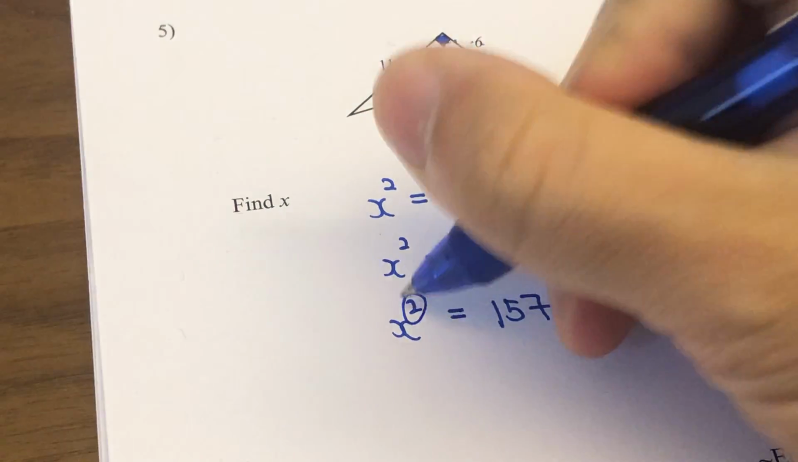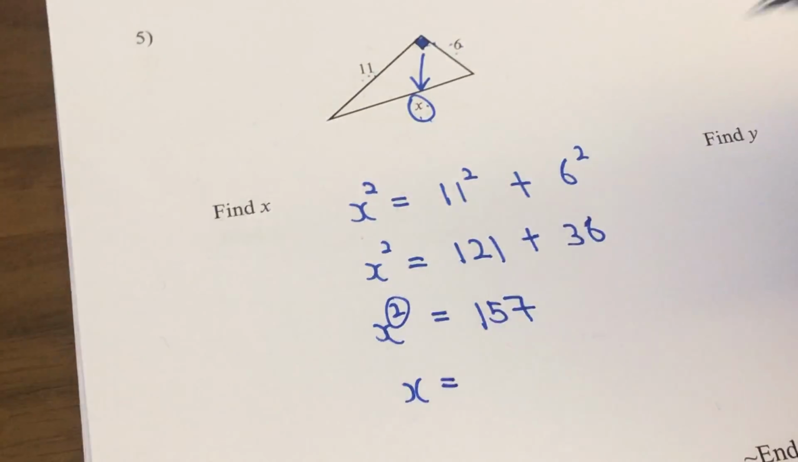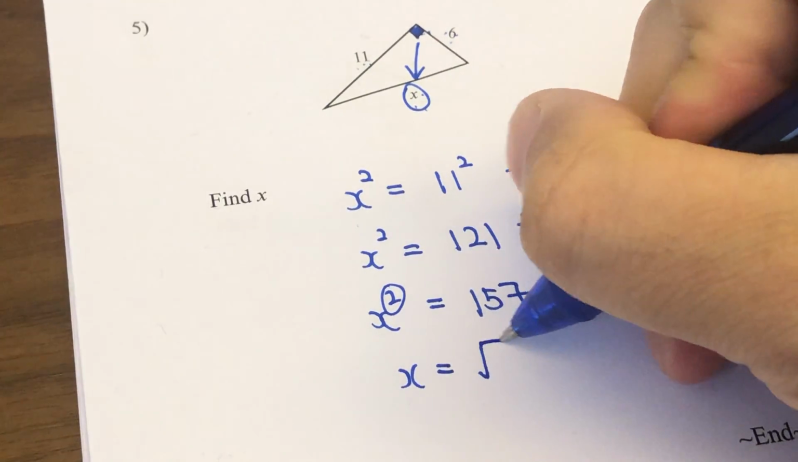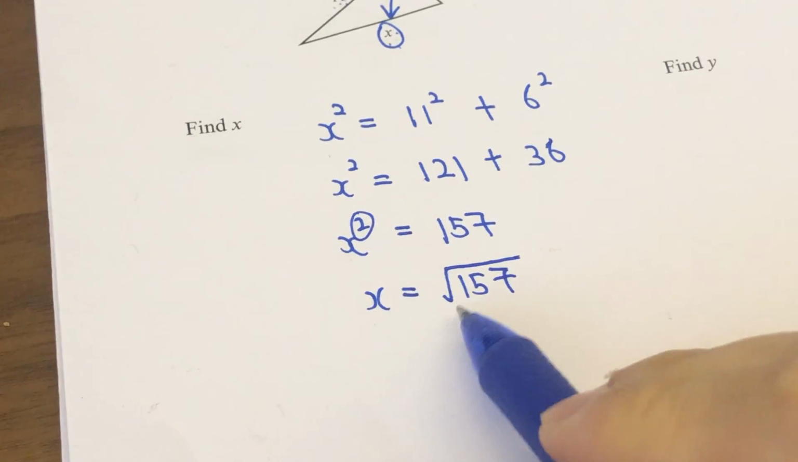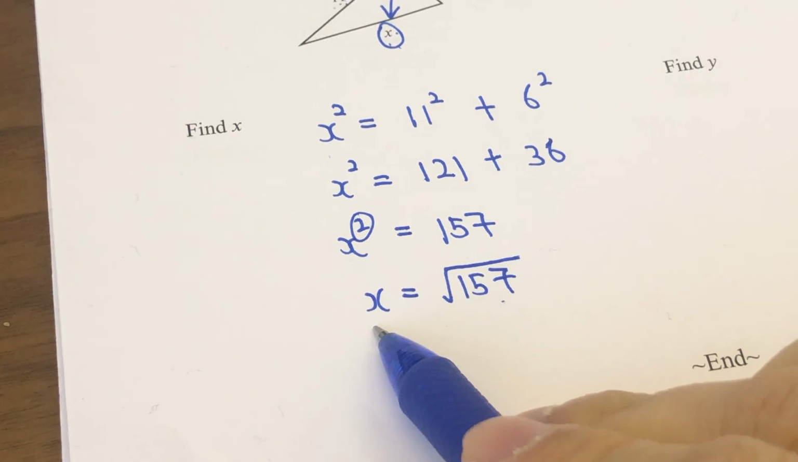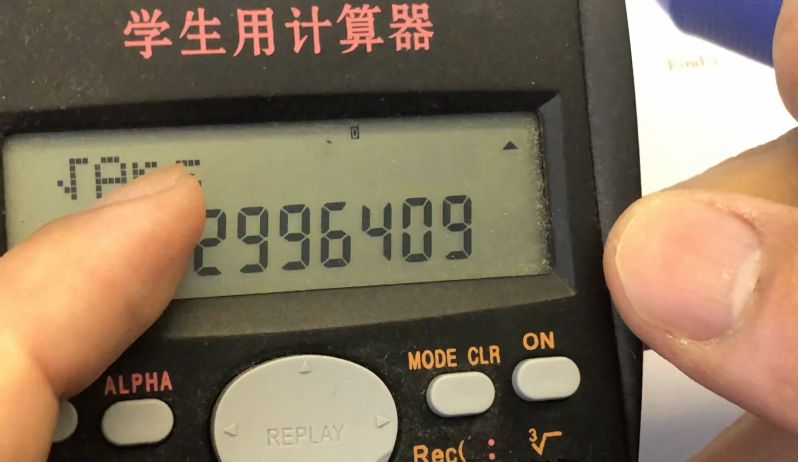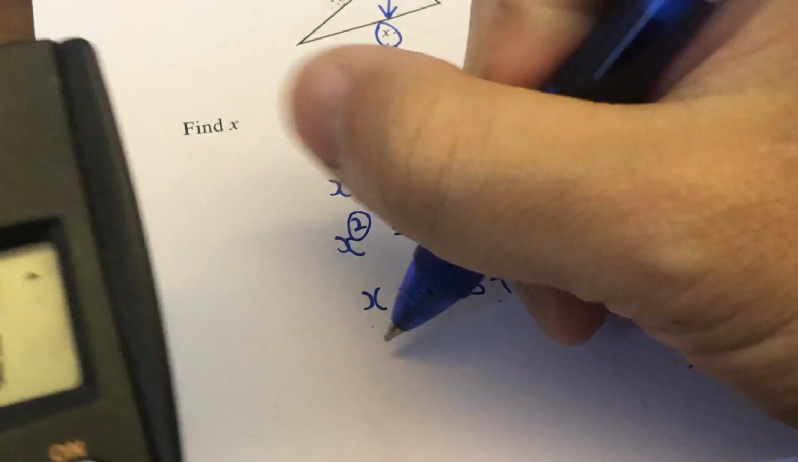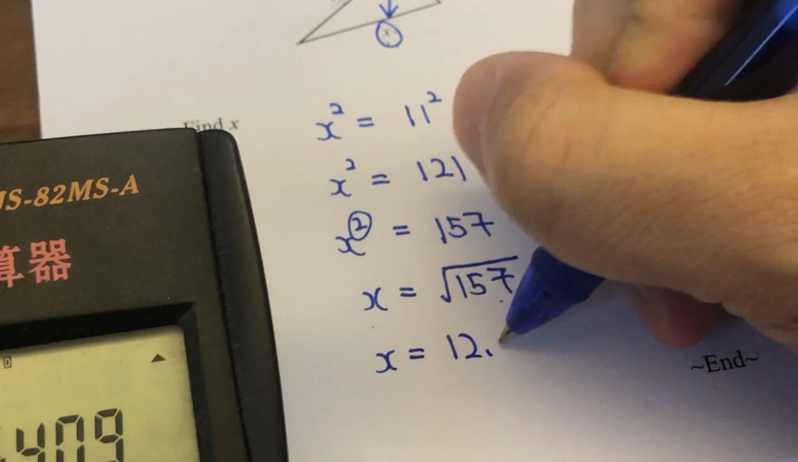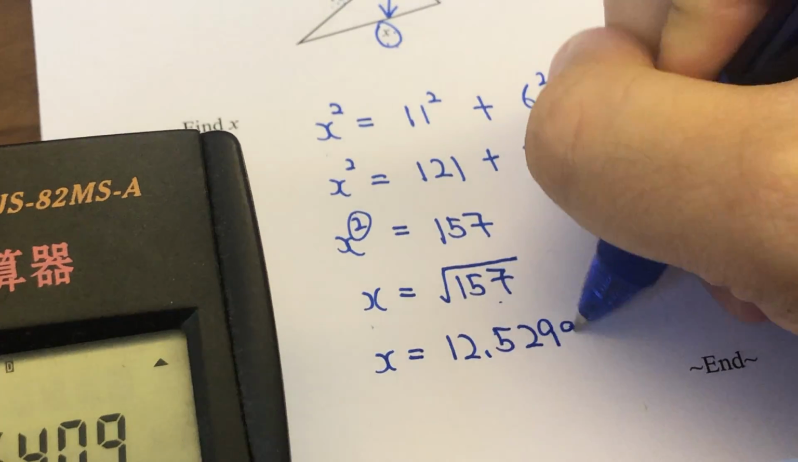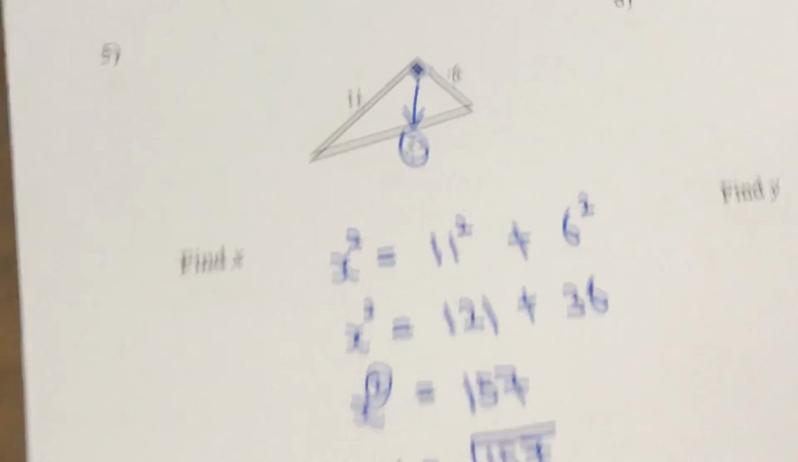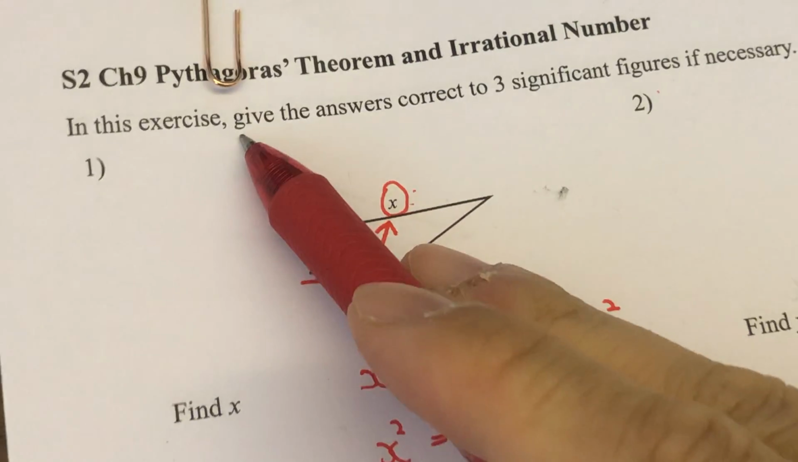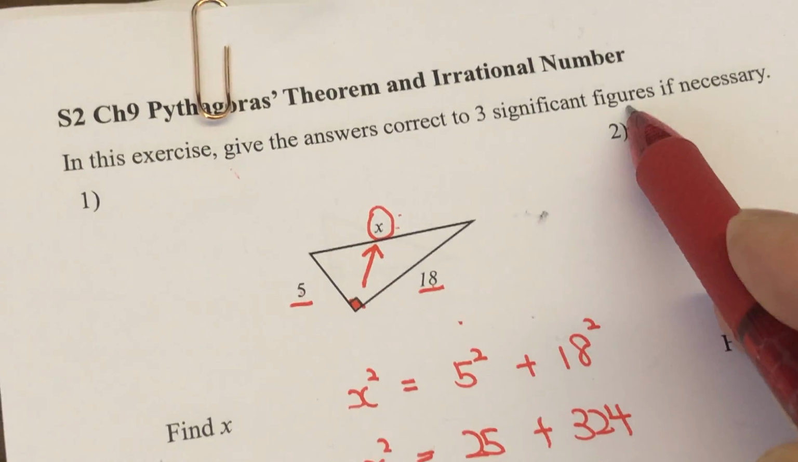And now it's time to get rid of the square. When you move the square to the other side, it will become a square root. So square root of 157 is the value of x, which is, from the calculator, 12 point something. x equals 12.52996409. So don't forget that you need to give your answer correct to 3 significant figures.